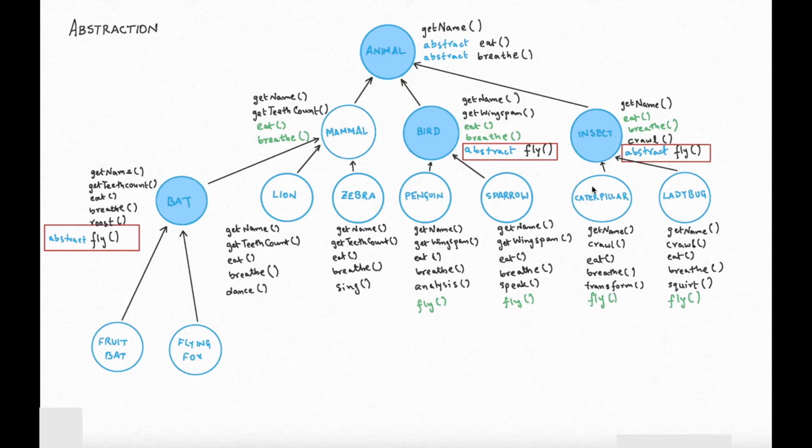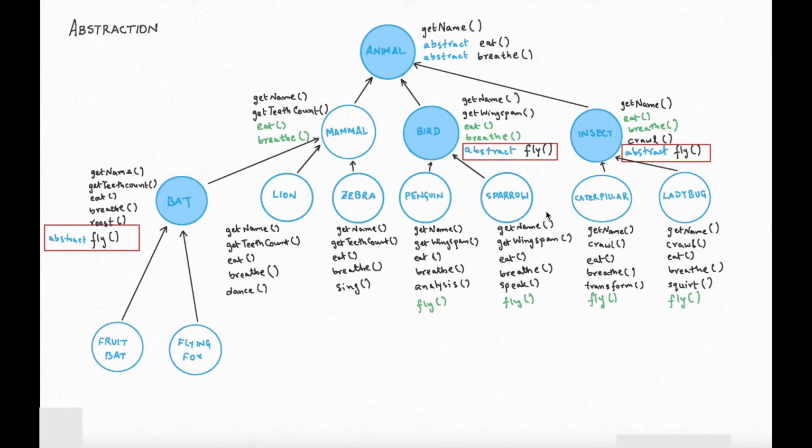But in that case, insects that do not have the ability to fly will also get the fly method, and they will be able to use the fly method. In the same way, birds that cannot fly will still get the fly method if we do not define this as abstract. And if we define this as a concrete method, then all the bird classes that inherit from the main bird class will also get access to the fly method, regardless of whether or not they can fly.